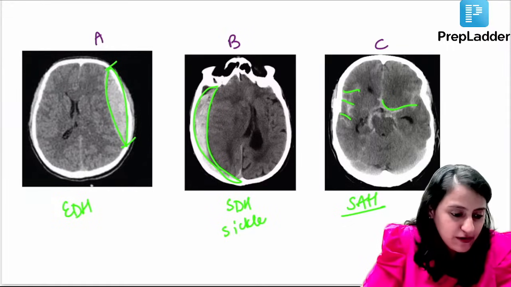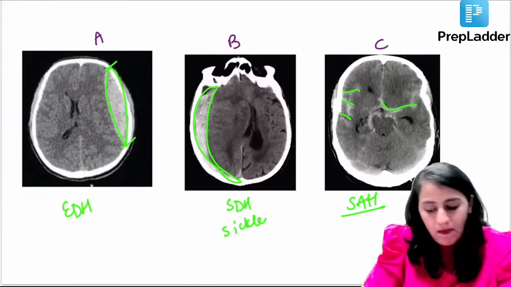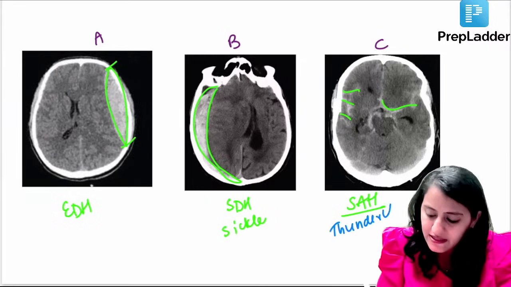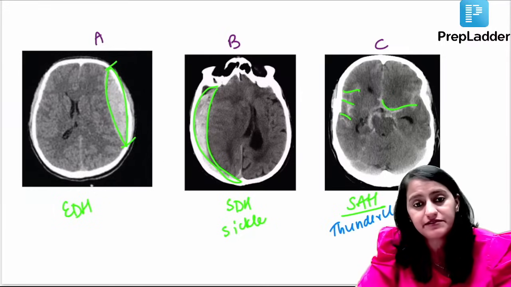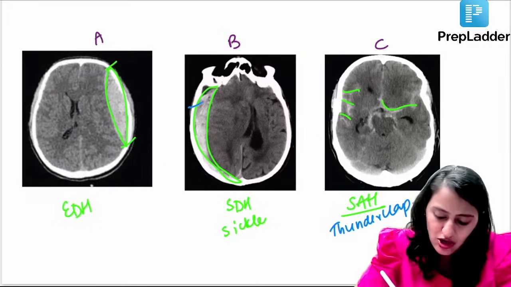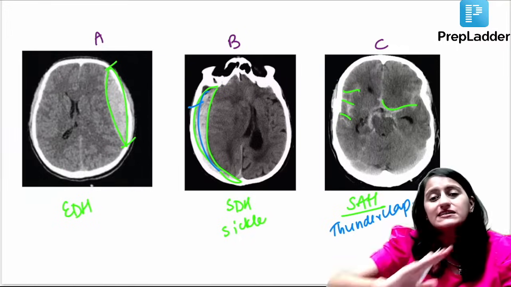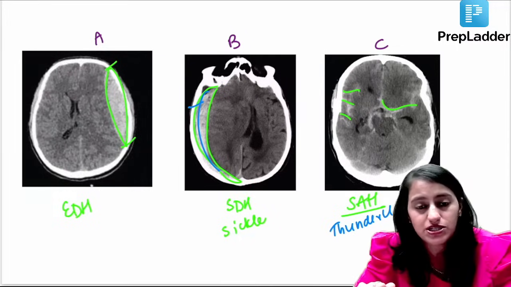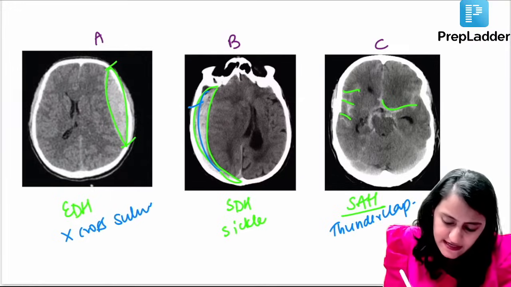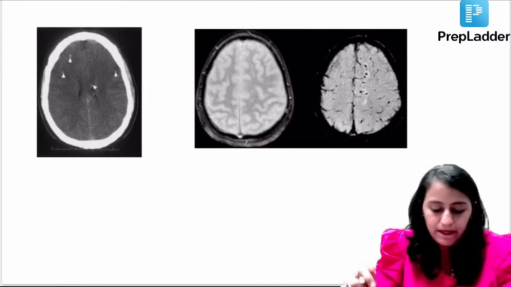Is this clear with everyone? Okay? Subarachnoid hemorrhage classically presents with thunderclap headache, worst headache of life. Very, very important. So EDH, SDH, you can see SDH crosses the sutures. It follows the entire brain surface, crossing the sutures. EDH does not cross the sutures. SDH crosses the sutures. Okay?